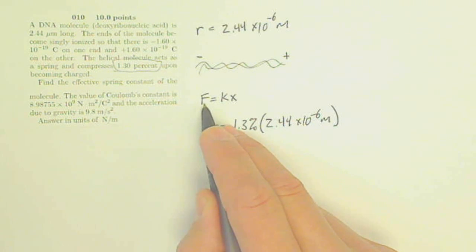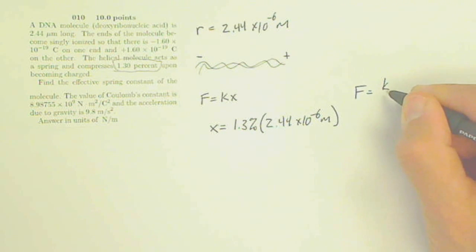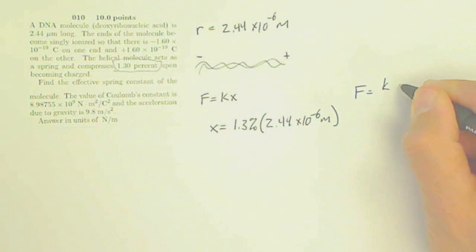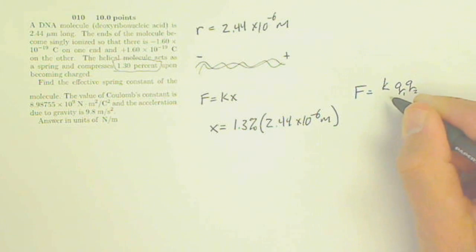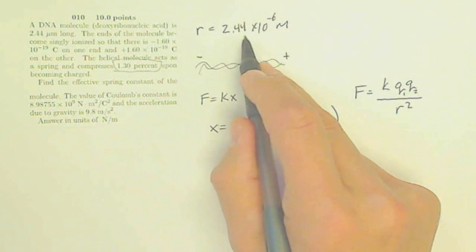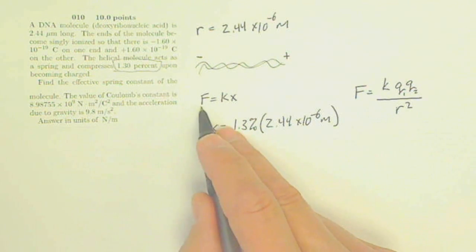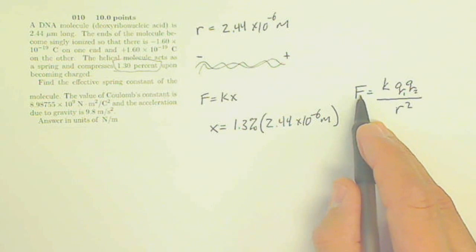Well, what's the F? That F is going to be the same as the Coulomb force F. So I know that the force between them is going to be the Coulomb constant k times the first charge times the second charge, both of which are the same, so really I could just say q squared over r squared, and here's the r that I'm dealing with. 2.44 times 10 to the minus 6th meters is how far apart they are. So I know that this F and this F are the same.